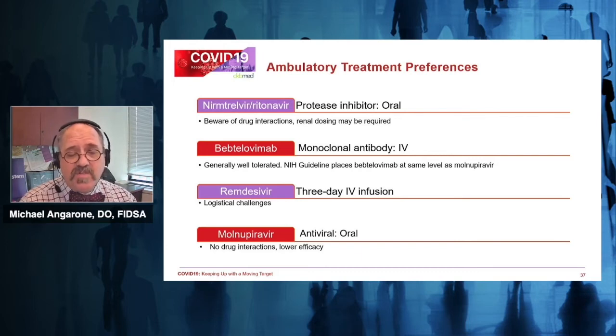There's remdesivir, which is a 3-day IV infusion, which logistically may make it difficult to administer this agent in the outpatient setting. And then molnupiravir, again, another oral agent. There are no drug interactions, which makes this very attractive for individuals who are on medications that interact with nirmatrelvir/ritonavir. There is a decreased efficacy compared to the other treatments, but again, I think it is something that we should be utilizing and aware of its niche in treatment.